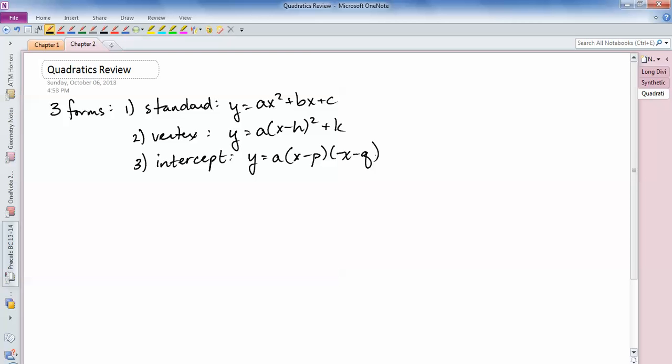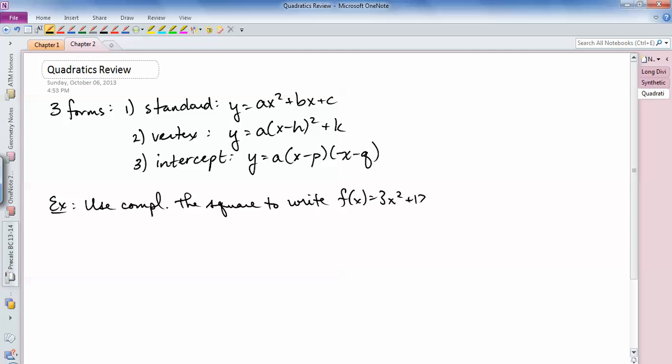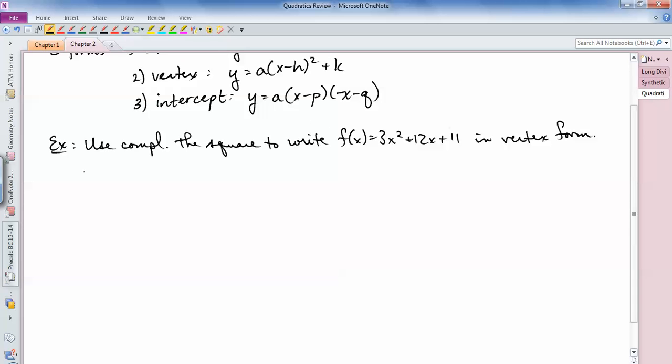What I want to do is a problem where we convert from one form to another. The example I'm going to do here is use completing the square to write this function f of x equals 3x squared plus 12x plus 11 in vertex form. So we're converting from standard to vertex. Let me rewrite the original function.